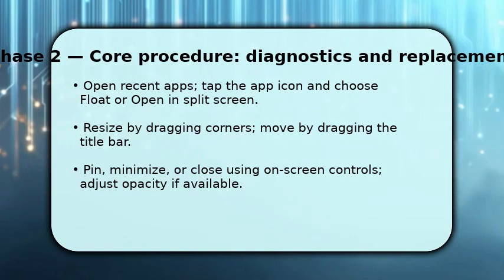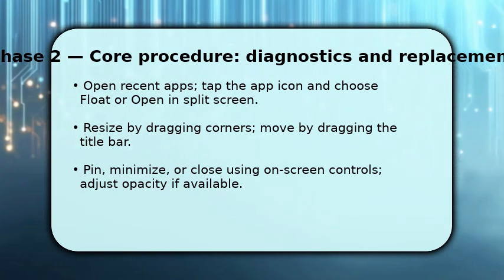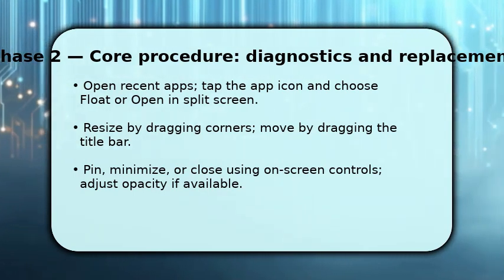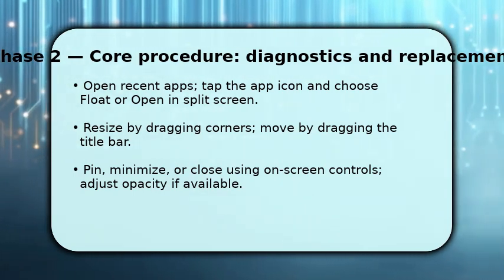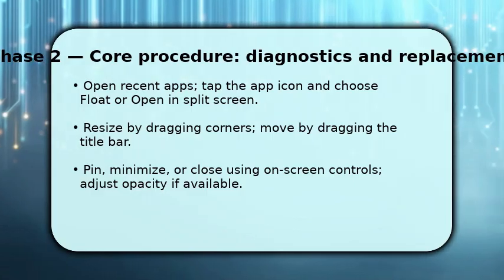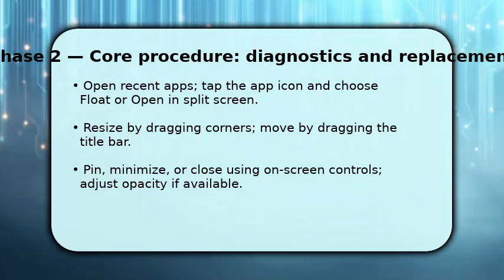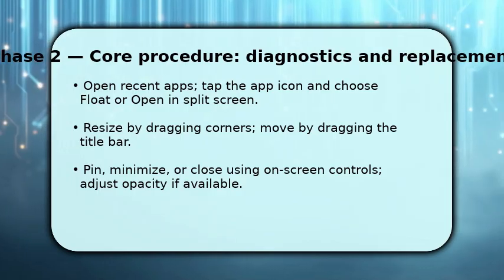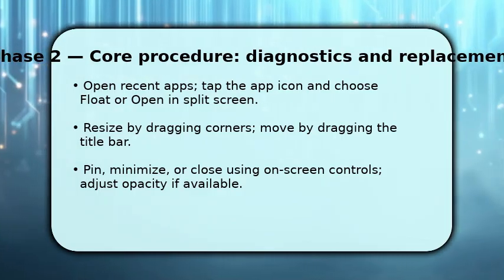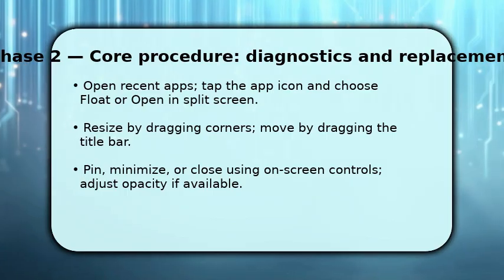Now you'll create and shape the floating window so it fits your workflow. From the Recent Apps screen, tap the app icon and select Float or Open as a floating window. The app becomes a movable overlay. You can resize by dragging corners and reposition it by dragging the top bar. This is why placement matters for visibility.